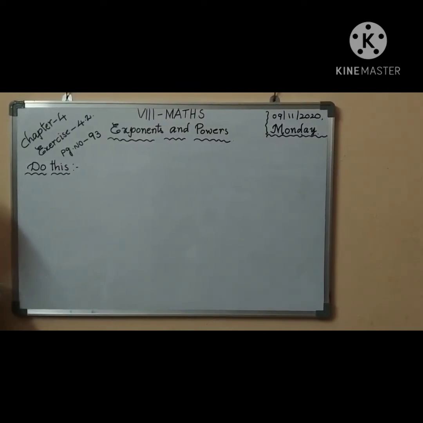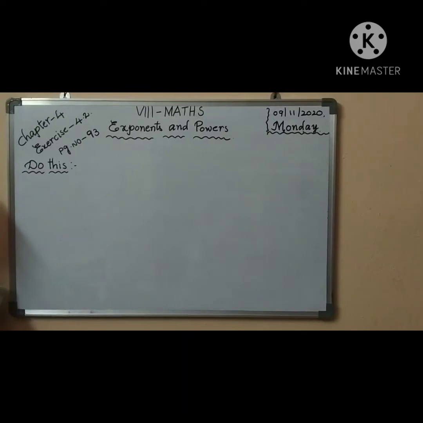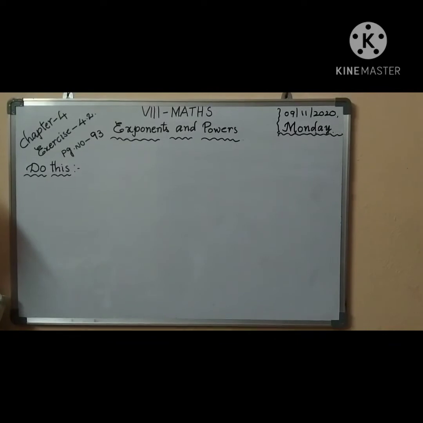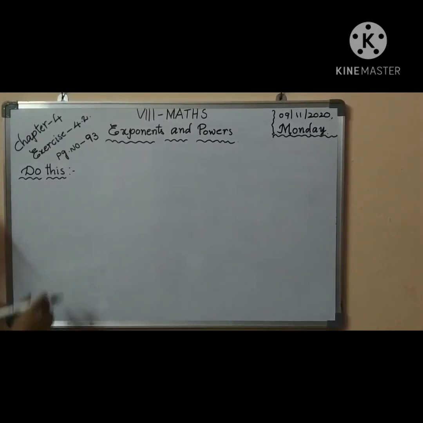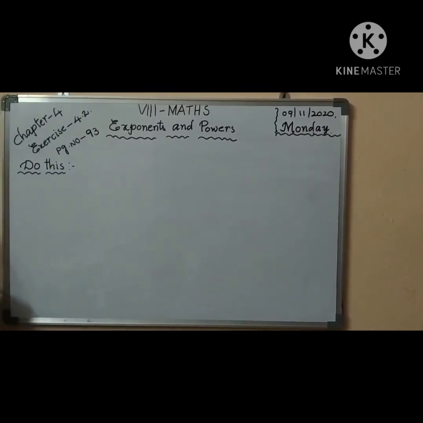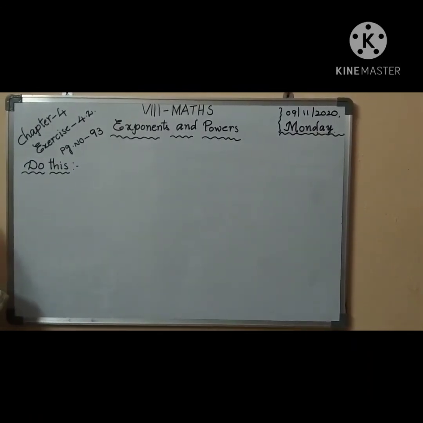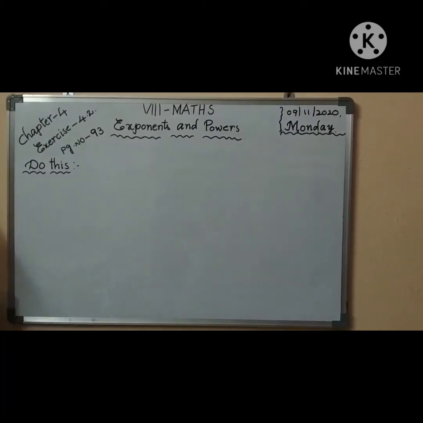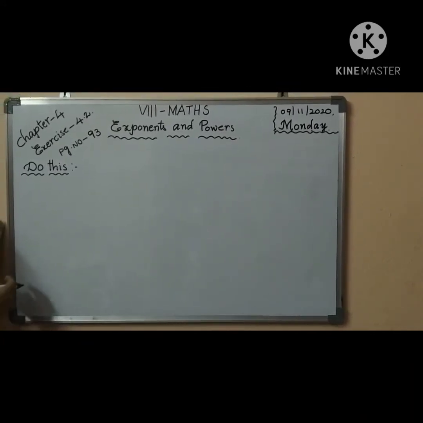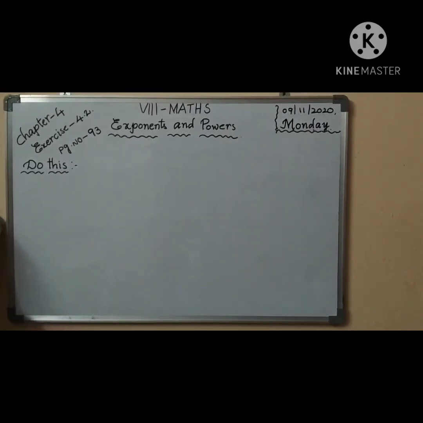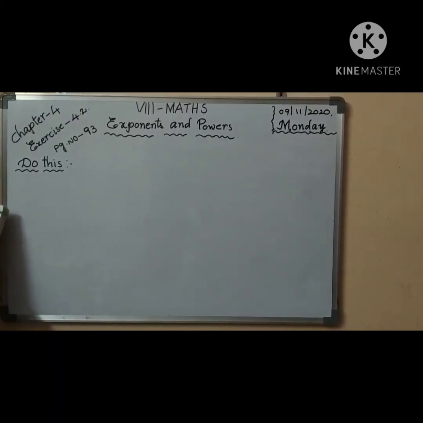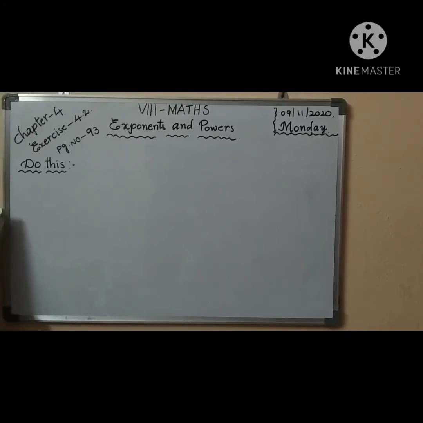In the previous class, up to exercise 4.1 was completed. Today, before exercise 4.2, we are going to do these problems. Page number 93, do this. Before exercise 4.2, standard forms. In this first problem, change the numbers into standard form and rewrite the statements.